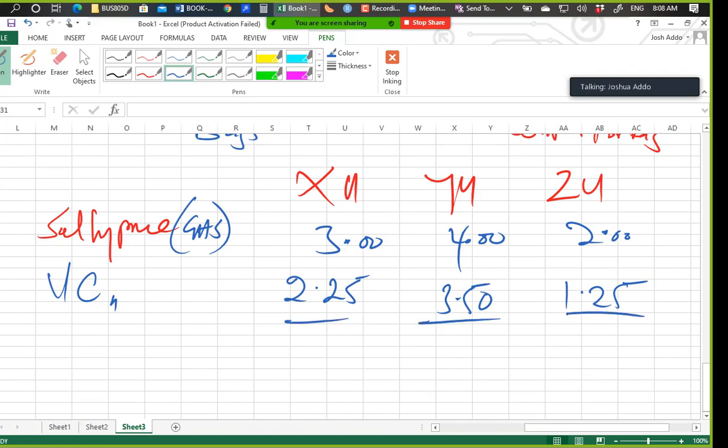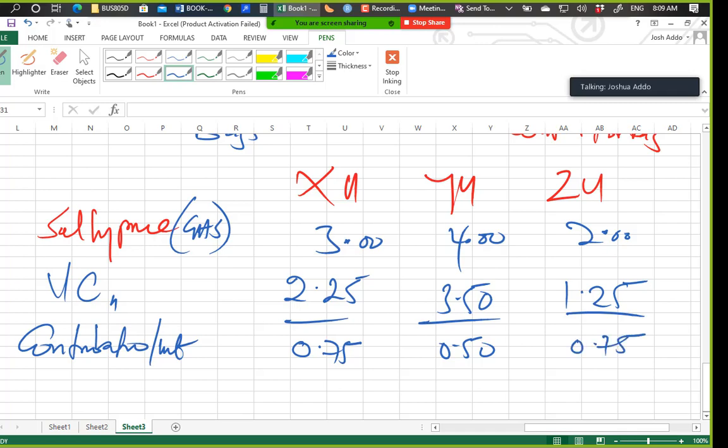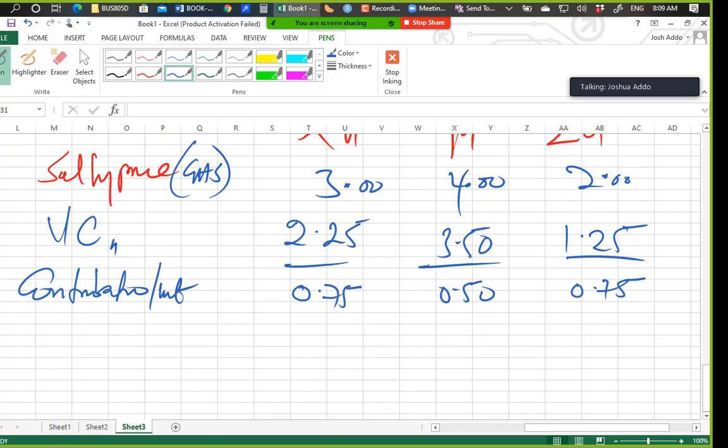Then contribution per unit is the selling price per unit minus the variable cost per unit. 3 minus 2.25 is 0.75. Good. 4 minus 3.5 is 0.5. And 2 minus 1.25 is 0.75. Good. So this is the unit contribution from each product.